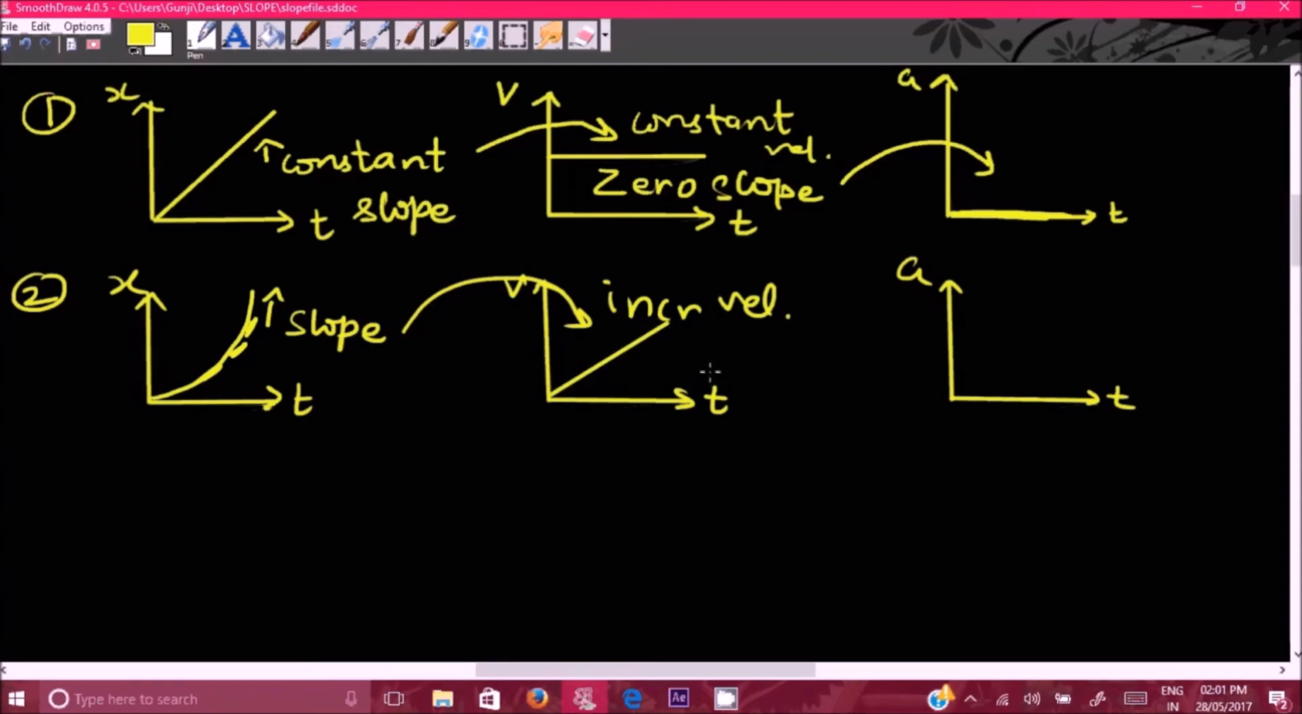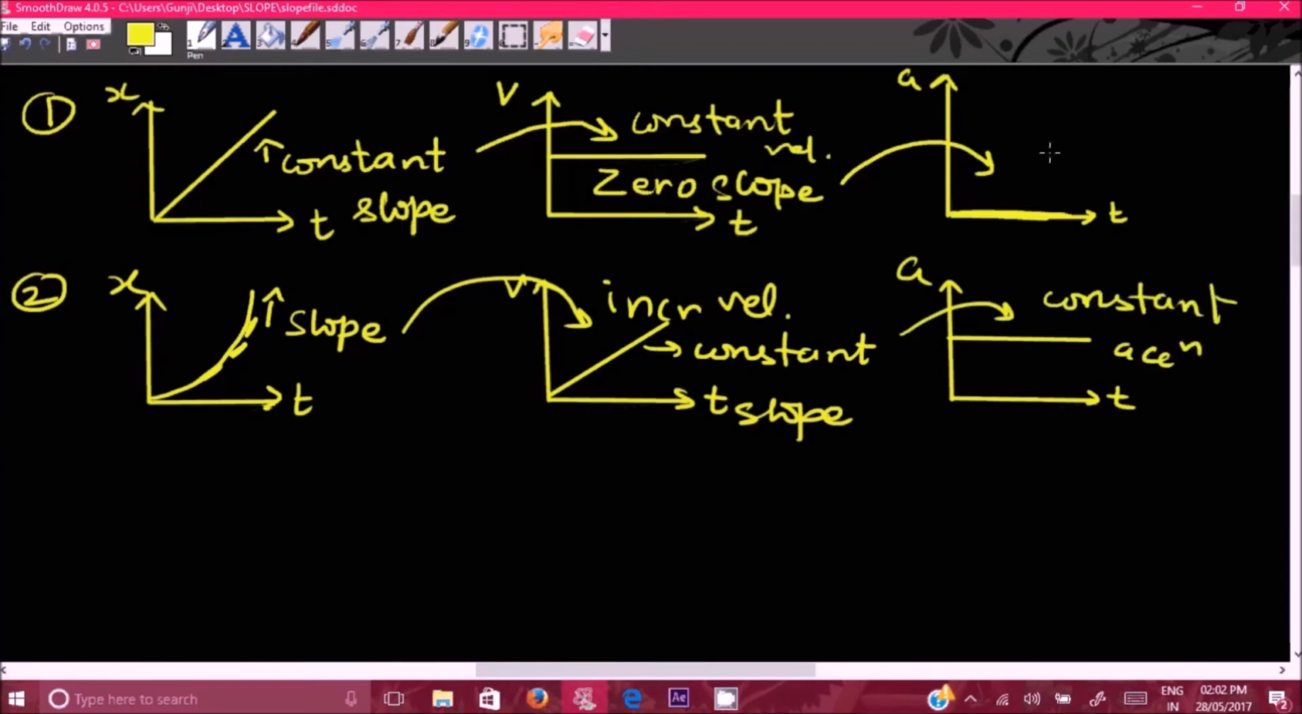The slope of velocity versus time graph gives the value of acceleration. Now this graph has a constant slope, which means acceleration will be constant. So in this way we can draw the vt graph and at graph using the xt graph, or the other way. If the at graph is given, we can draw the vt graph and the xt graph. Let's see how, through a problem.